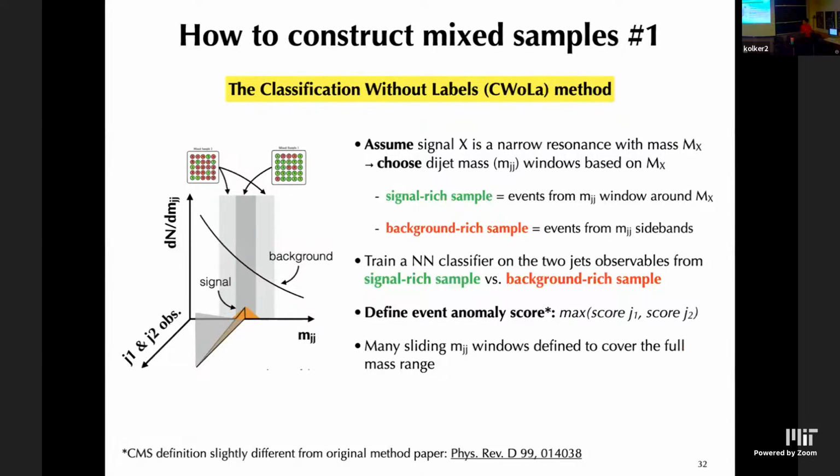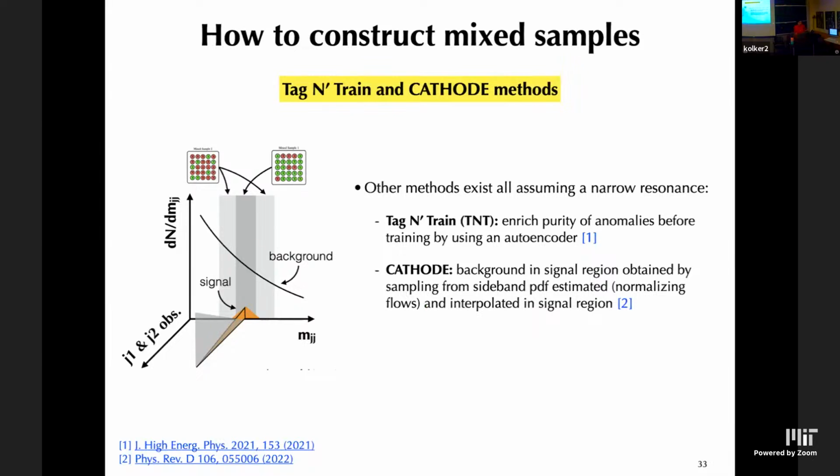We use the fact that we expect a bump, a very localized excess of events on top of the background. In particular, this means assuming that the signal X is a narrow resonance with a certain mass. With this assumption, your signal-rich sample will be the narrow window around the expected resonance mass, and your background-rich sample will be the data outside it. Then you train the classifier to distinguish between signal and background, and define an event anomaly score. Of course, you need to scan the full spectrum because you might have different masses of the resonance. You don't know where the resonance lives.